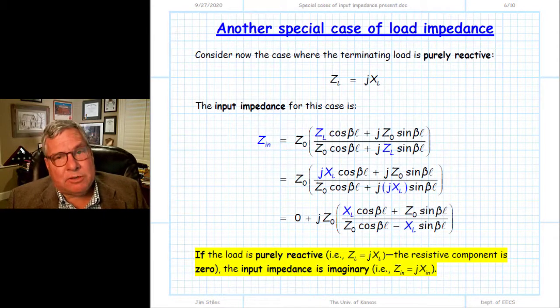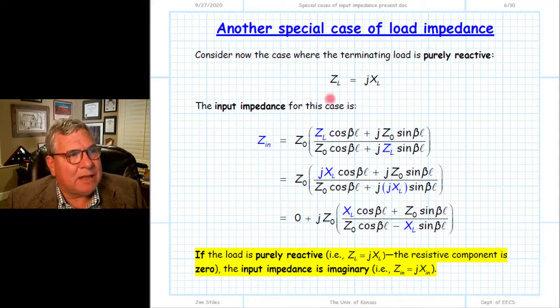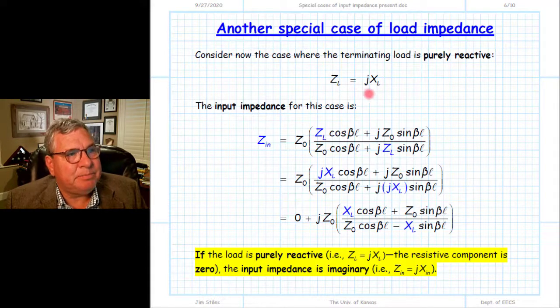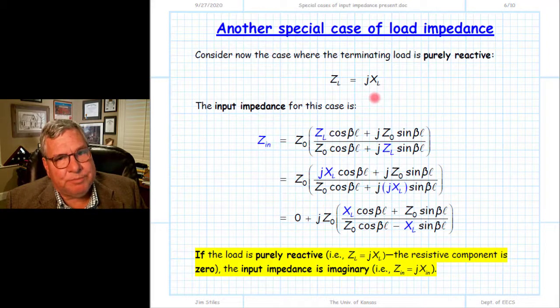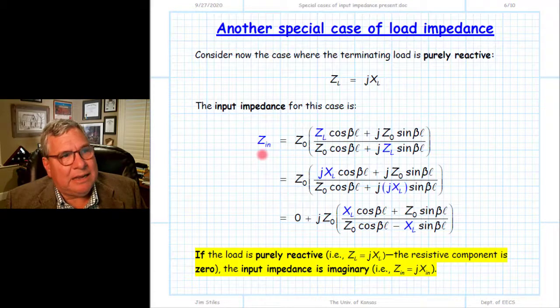The quote-unquote matched load is the first special case that we're going to consider. Now let's look at a different case. Let's consider a situation where our load impedance that terminates our transmission line is purely reactive. The real part of that impedance is equal to 0. So the impedance is purely inductive or capacitive, depending on the sign of XL. If that's the case, let's look at the result for the input impedance.